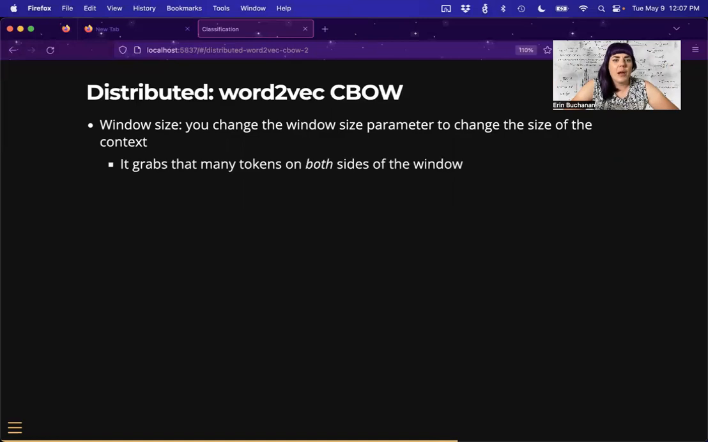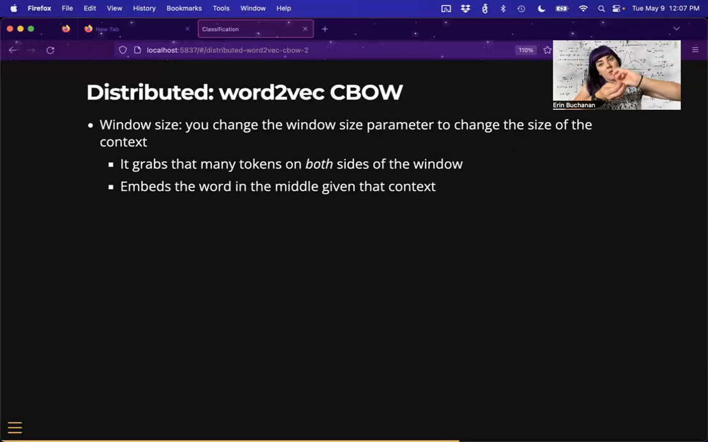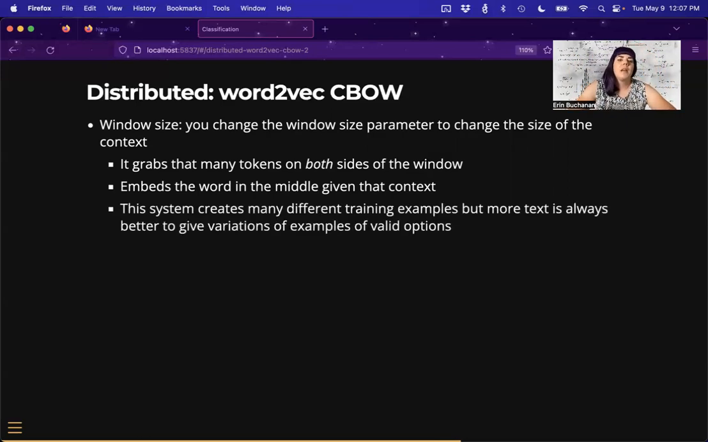So it grabs the tokens on both sides of the word. It's important to remember that's not the total window size. It's 5 plus 1 plus 5, so it's 11 words total. And it embeds the word in the middle, given that context. So it creates a little vector for that context. It says this word is this context, this word is this context, and that creates a ton of training examples. But more text is always better.